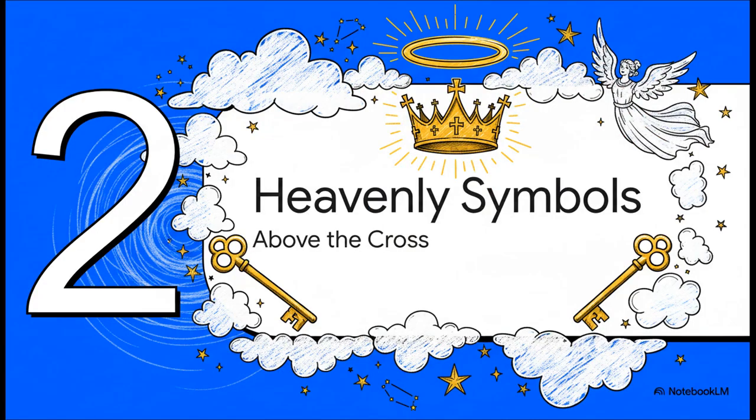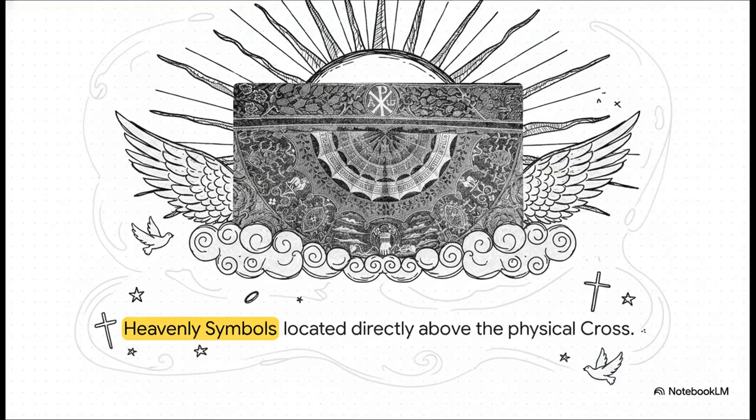Moving right along to Section 2, heavenly symbols above Christ. Let's cast our eyes to the very top of the mosaic. We're looking at the symbols completely surrounding the resurrected Jesus. Notice how this space is totally separated from the earthly stuff down below? Up here, Jesus isn't depicted in his suffering. He's in his resurrected glory, actively overseeing the entirety of creation and the church.